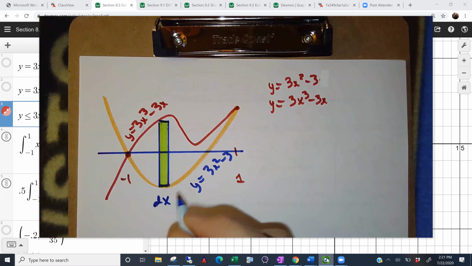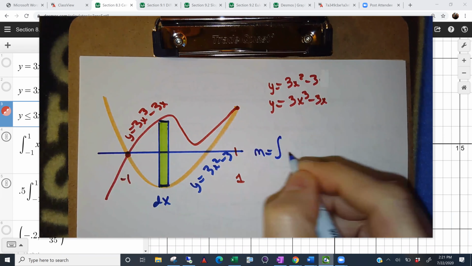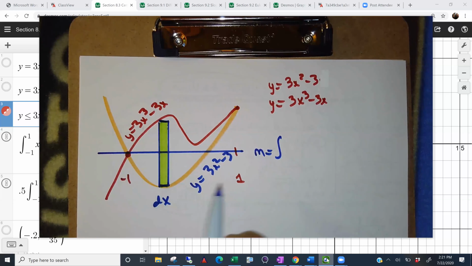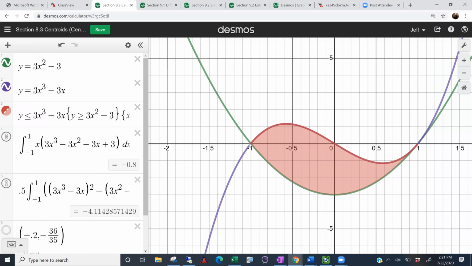The first thing we need to do is calculate the mass of this region, or the area. So we'll call it M. That's going to be the integral from -1 to 1. Well, that comes from the endpoints of our little region here. So if I put these graphs back, there you go. A nice feature in Desmos is that you can click and it will find those. So -1 to 1 is going to be the limits of our integration.